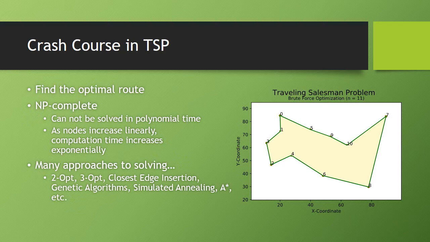However, just because we can't run every single possible combination of answers doesn't mean that we can't solve the problem. And there are many heuristics to solving the traveling salesman problem that can give us a reasonably acceptable answer, if not optimal. And some of these heuristics include 2-opt, 3-opt, closest edge insertion, genetic algorithms, simulated annealing, A-star, and the one we're going to talk about today, which is branch and bound.